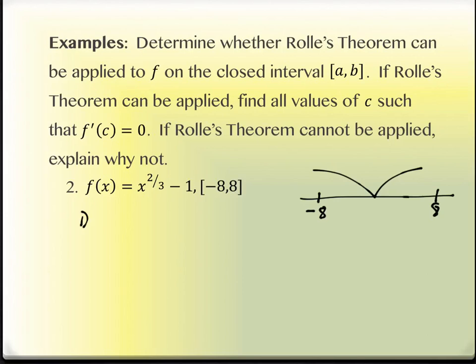Right, so this one is continuous because all x values can be inputs. So continuity issues happen when we have x values that can't be inputs on the interval we're given. And our statement's actually true for all intervals. So it would include the interval from negative 8 to 8.